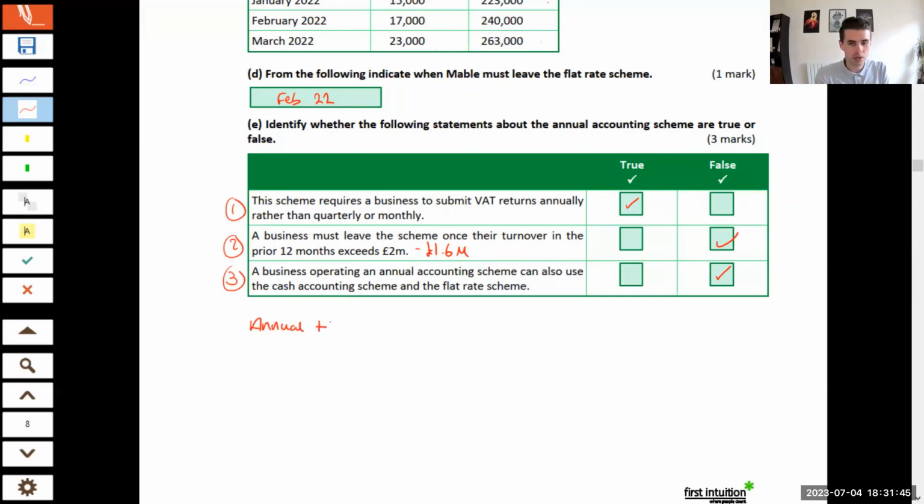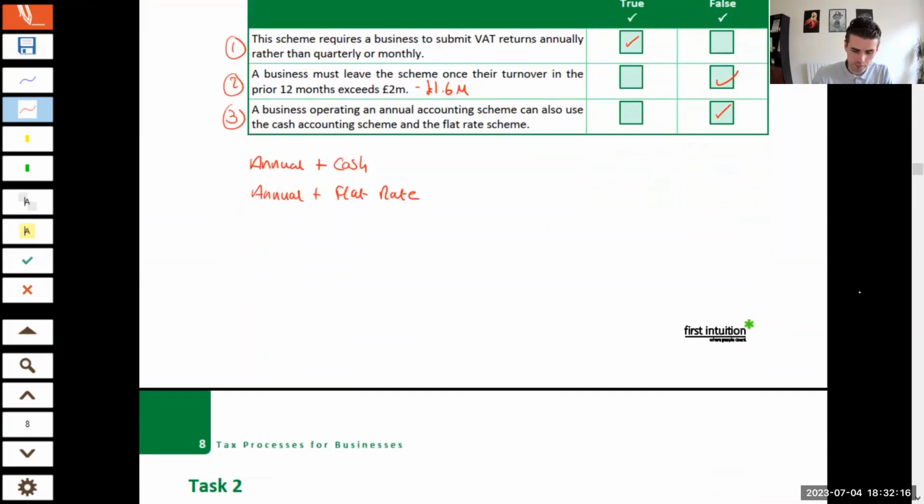Now, for reference, you can use the annual scheme with one of the other ones, but not for both, okay? So you can use a flat rate scheme where you submit annually. Yes, Donna's just put well done, Donna. Or you can use the cash scheme and submit annually. You can't use all of them. It just wouldn't work, does it? Because the whole idea is, again, these are specialized schemes. You would choose the one that is the best fit for you. So again, that statement is just incorrect.